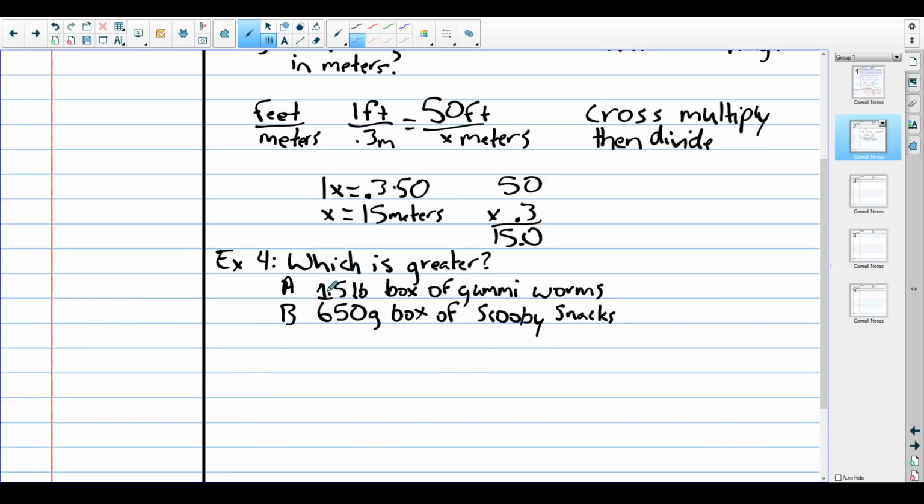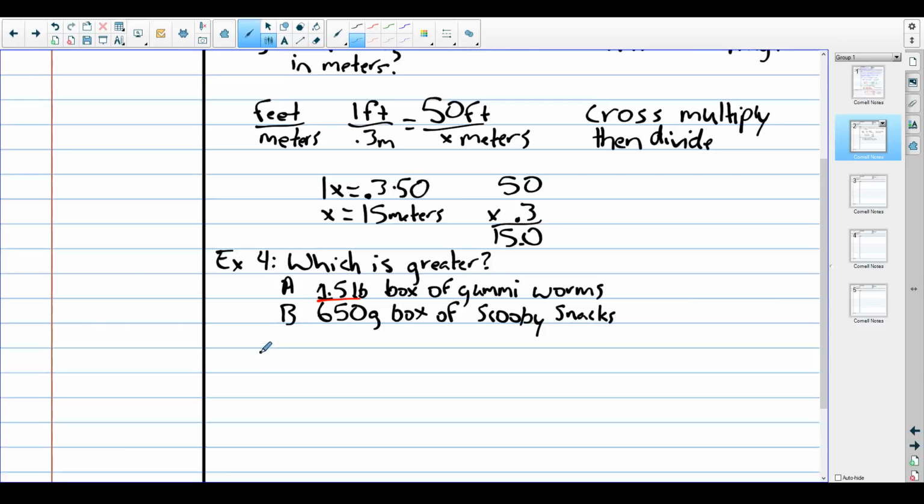Okay, so there's our question. We can't compare these directly because they're in different units, which means we have to convert one of them. It looks like we're going from pounds to grams. So we're going to look at our gummy worms. Okay, so 1.5 pounds is how many grams?